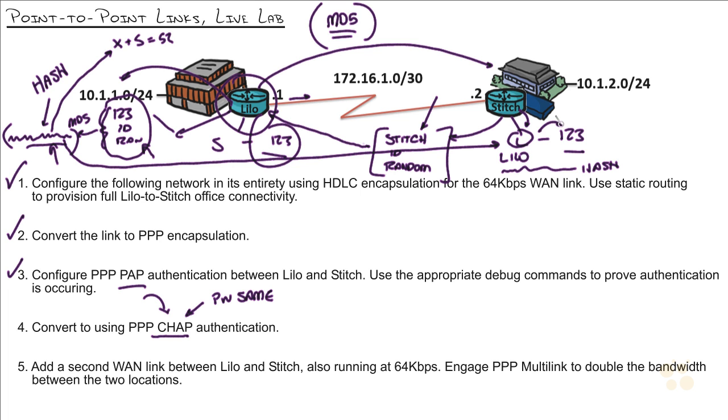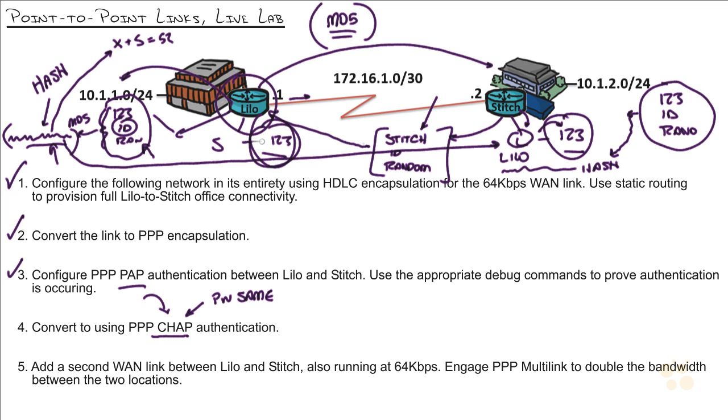So the Stitch router goes, Lilo, I see that you have the password of 123. So let me see. I'll take 123. I'll take the ID that we both put in that little packet, right? The ID and that random number that I sent you. And I'll put it in my MD5 meat grinder. And it goes, looks like the hash is the same. That means that we have the same password on either side.